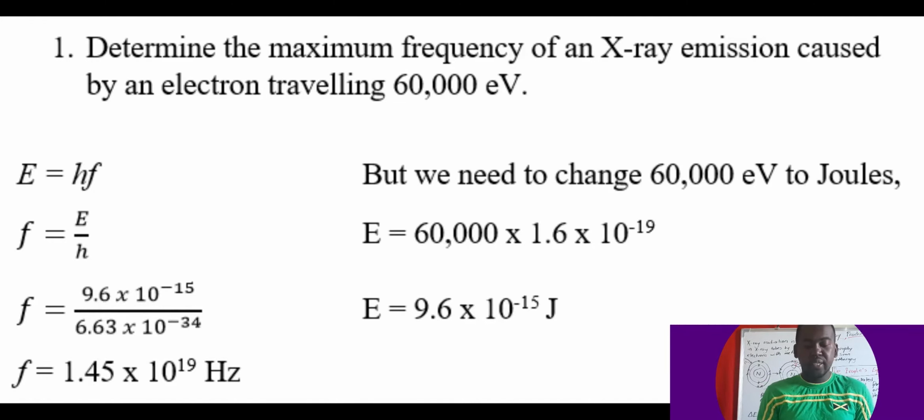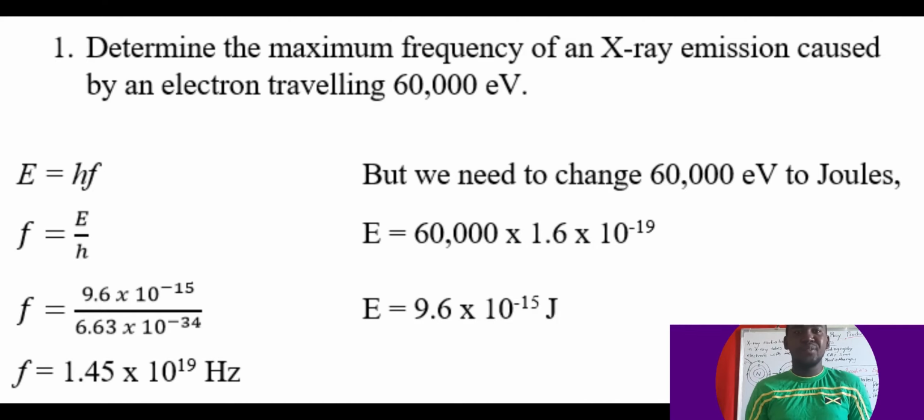Right? But the energy given was actually in electron volts, which we looked at in our last lesson. So to convert electron volts to joules, we multiply by 1.6 times 10 to the negative 19. So we get 9.6 times 10 to the negative 15 joules. Right, so now we can substitute the 9.6 times 10 to the negative 15 over Planck's constant, which is 6.63 times 10 to the negative 34. And we get an answer of 1.5 times 10 to the 19 Hertz.